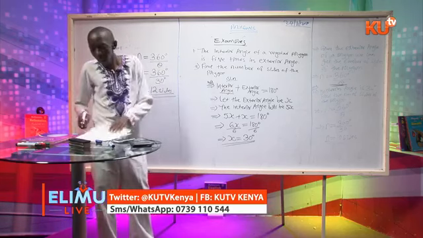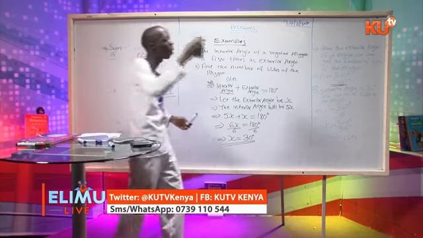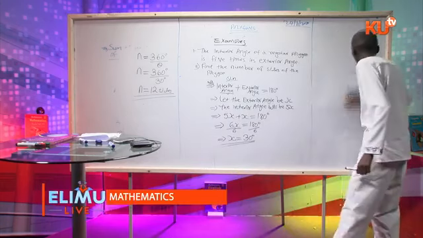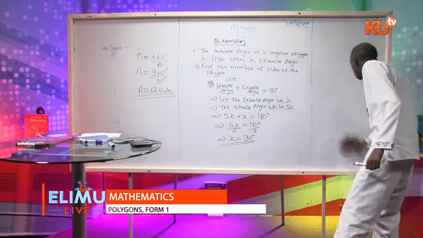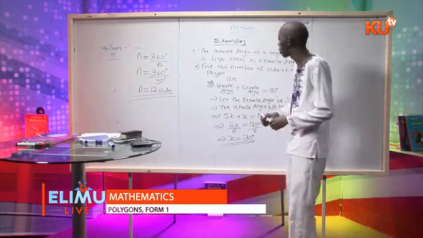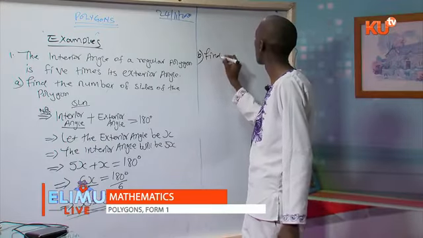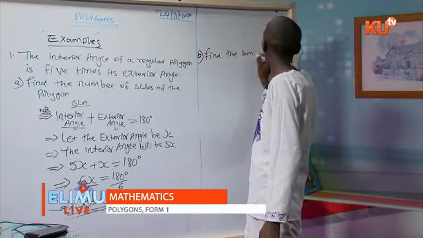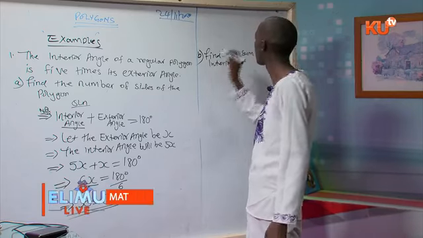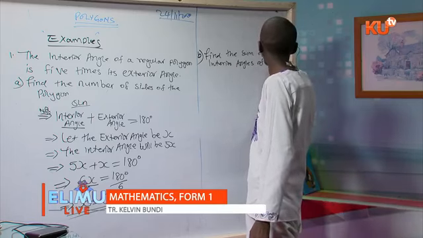What is our question B? Find the sum of the interior angles of the polygon. I believe that, my dear students, we are moving on smoothly. B of the same question: find the sum of the interior angles of the polygon.